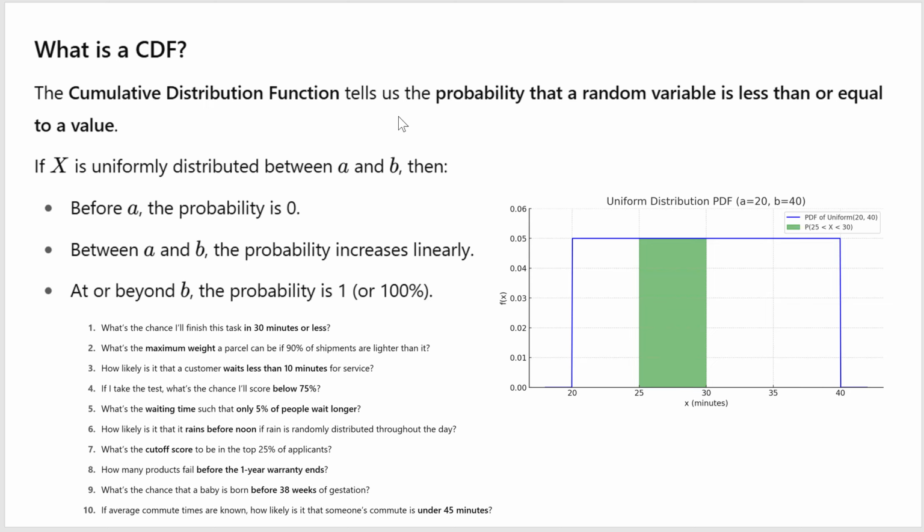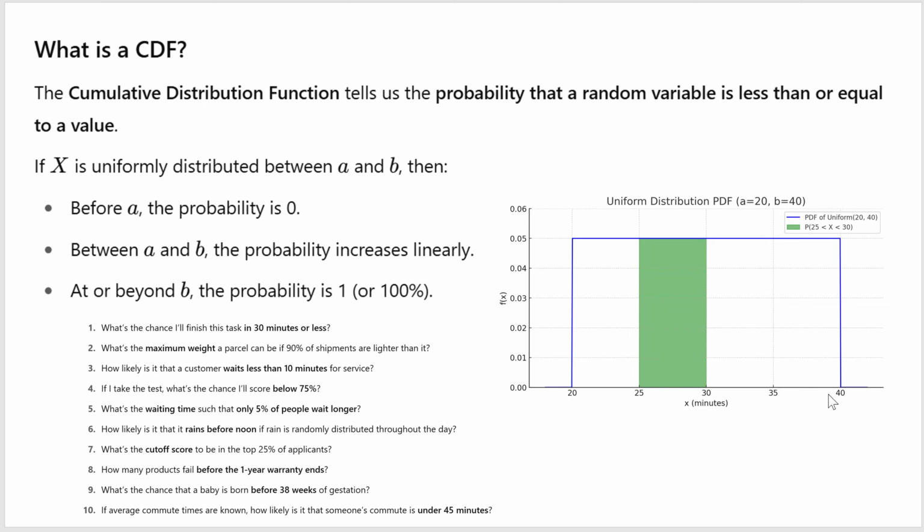Okay, so less than or equal to a value means from that point and before, compute all probabilities. So if x is a uniformly distributed variable between a and b, this is a, this is b. Before a, the probability is 0. So if this is a, what are the chances of 19 occurring? 0, because it's just a flat line here.